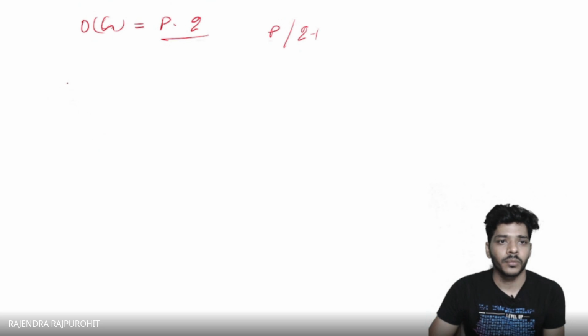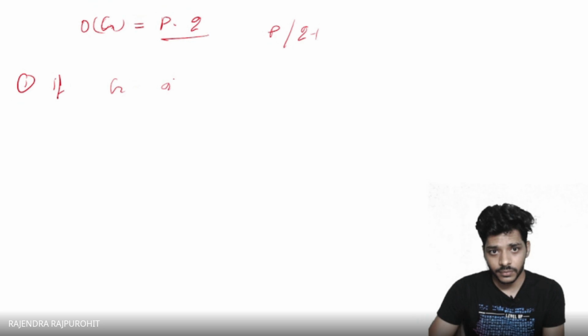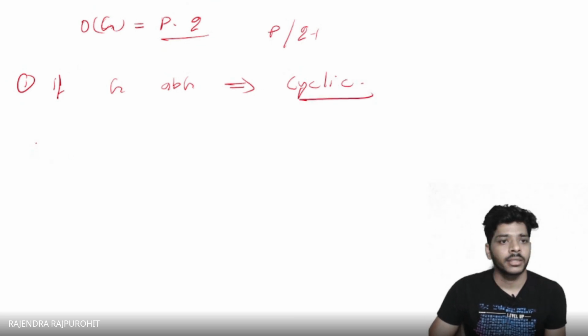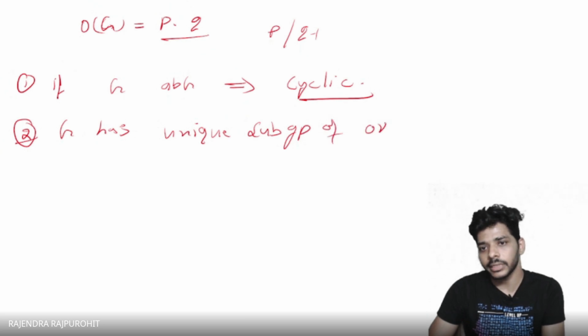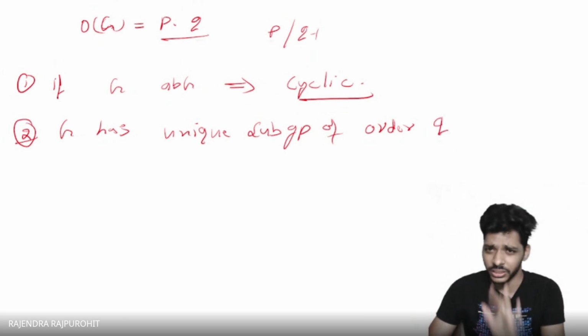Then, first result, if G is abelian, implies cyclic. Okay. Second, G has a unique subgroup of order 13. Order Q, the larger one. Okay, Q is the larger one. There will always be a unique subgroup of order Q.